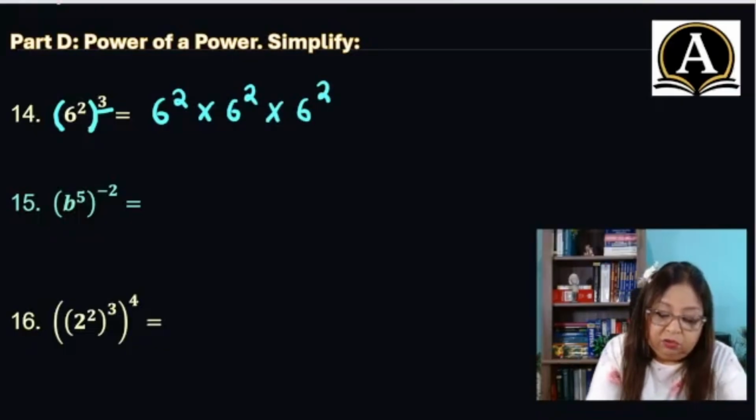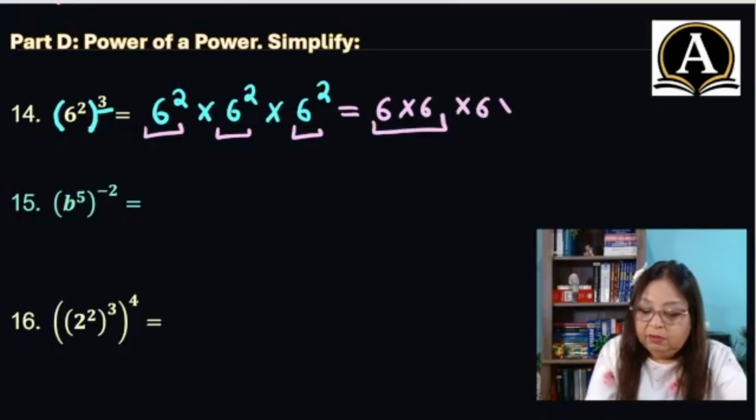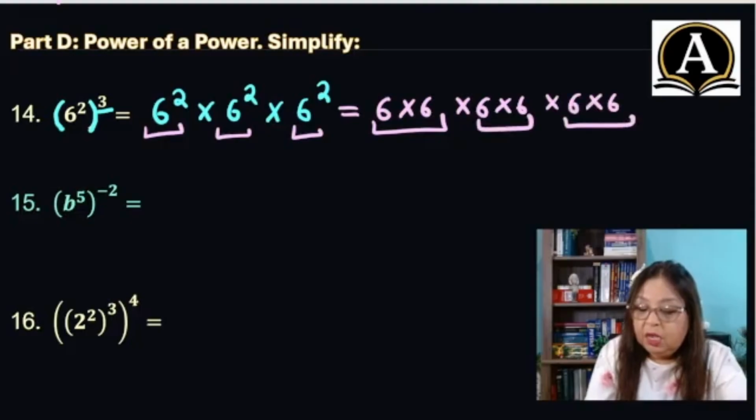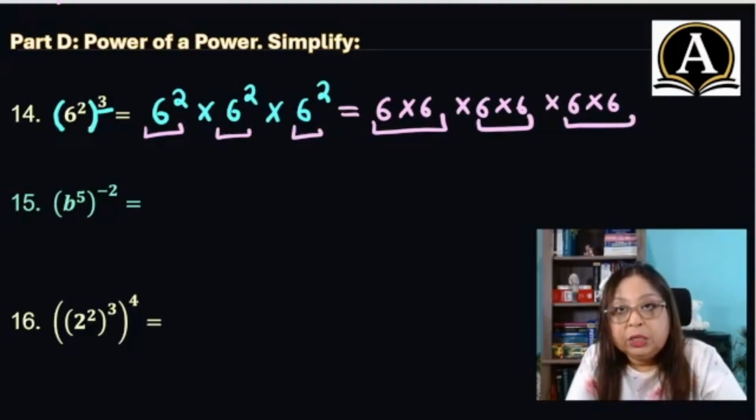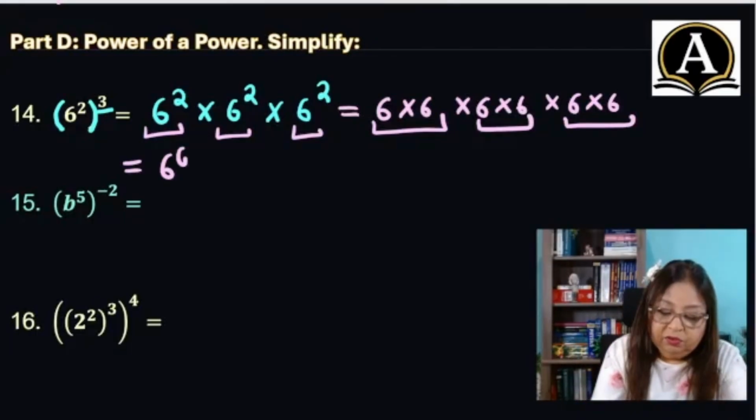Now each of these 6 to the power 2 is 6 times 6. So we have 6 times 6, 6 times 6, 6 times 6. How many 6s are multiplying with each other? 6 sixes. That is 6 to the power 6.